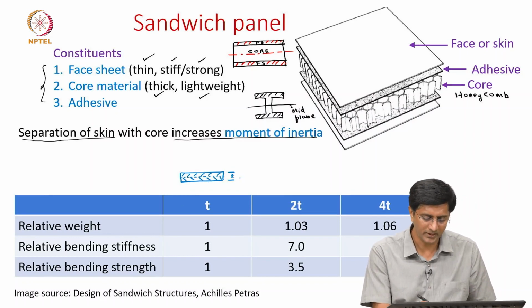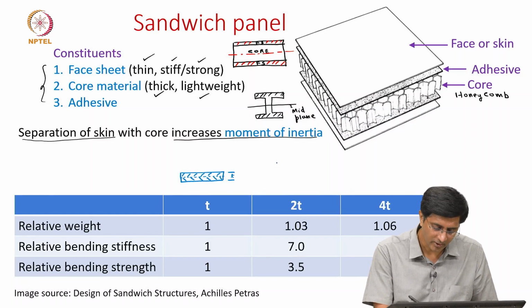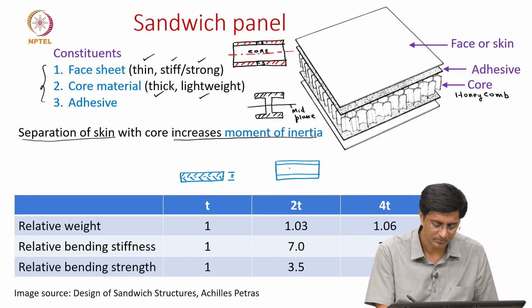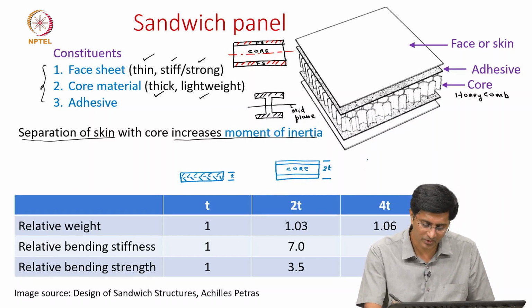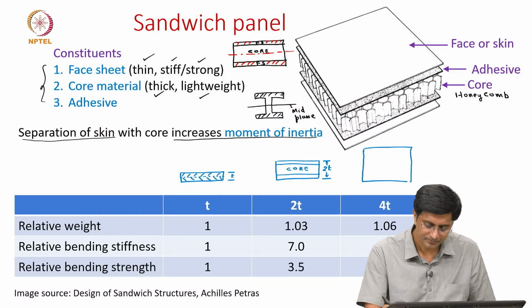Now for the same plate, let's look at double the thickness. The only difference we are making here is that we are moving this top plate and bottom plate apart, and in between we fill it with a core, but the total thickness is 2T. And in the third case, from double the thickness we go to 4 times the thickness. So the total thickness is 4T.